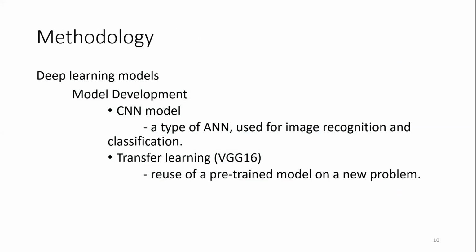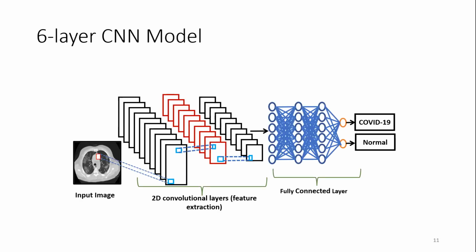Then the methodology. In this methodology, we use deep learning models. There are two models used in my research: a CNN model and transfer learning VGG16. A CNN model is a type of neural network used for image recognition and classification. In transfer learning VGG16, we can reuse a pre-trained model on a new problem. Then I will explain the CNN model.